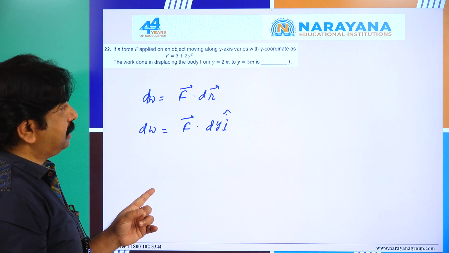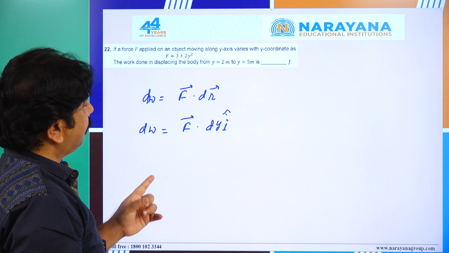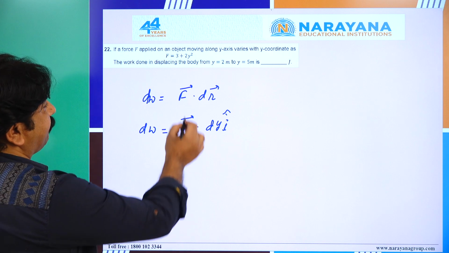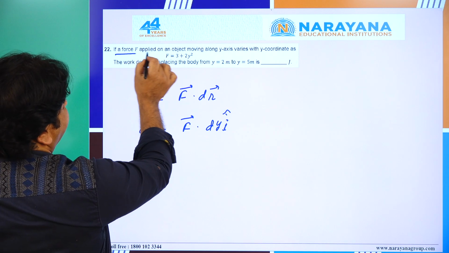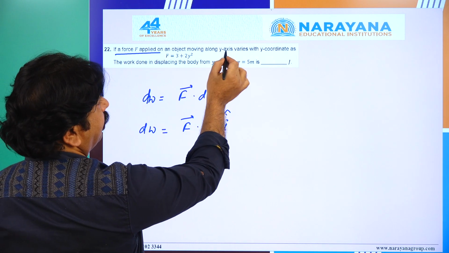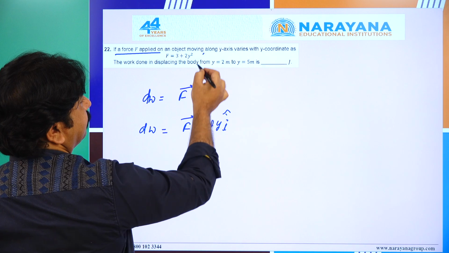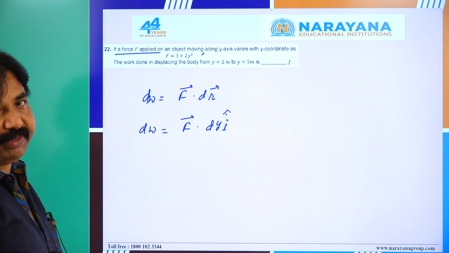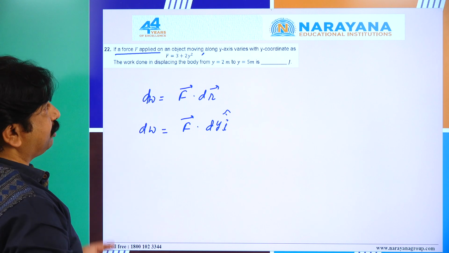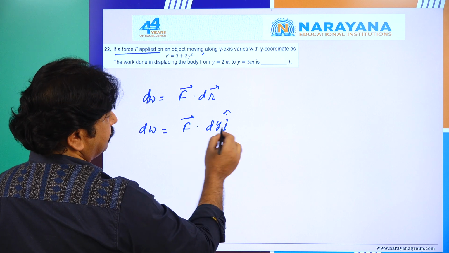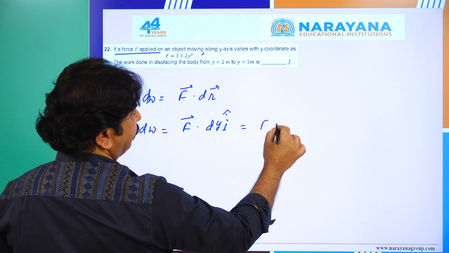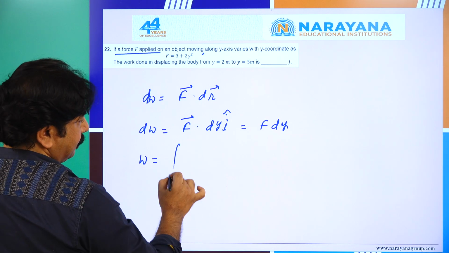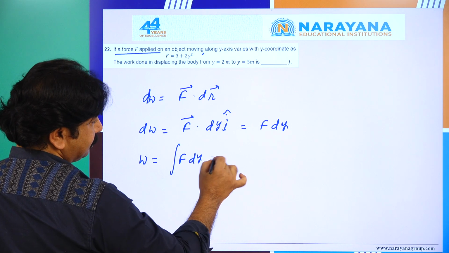But the most important point is that we know the limits of y, and the direction of F bar is important. Force F is applied on an object moving along the y-axis, which means the force is applied along the y-axis, so we can consider it as per the statement. Then we can write F into dy only. Net work done is equal to the integral of F dy.